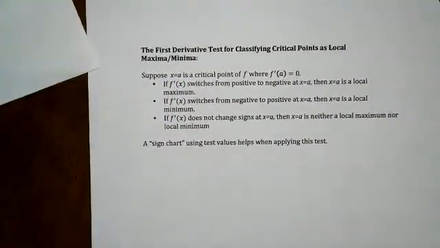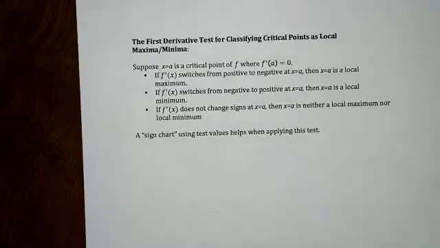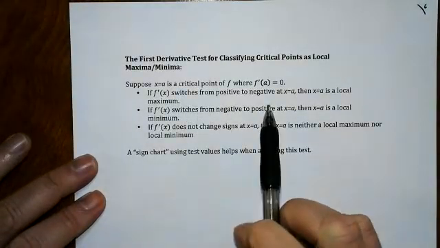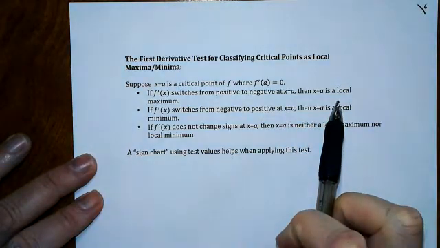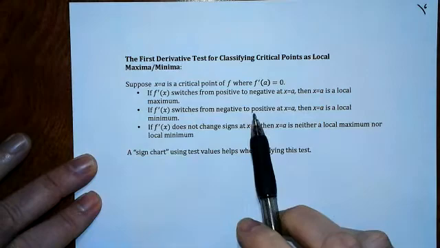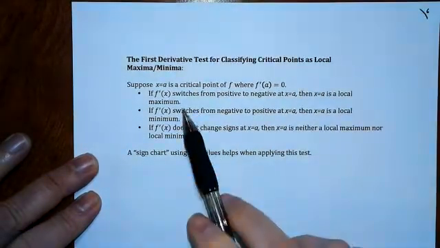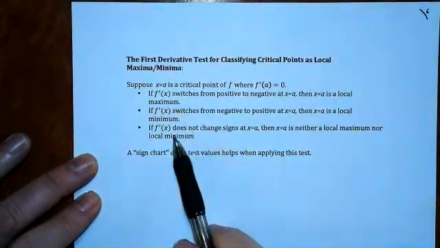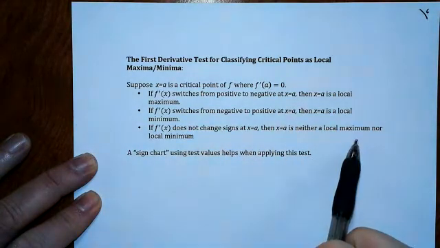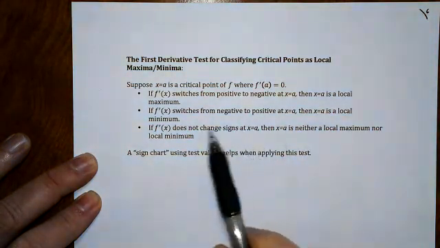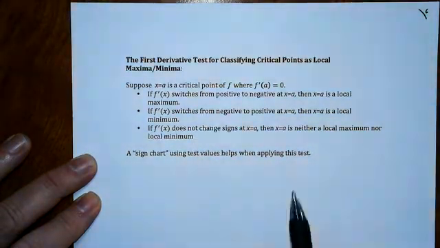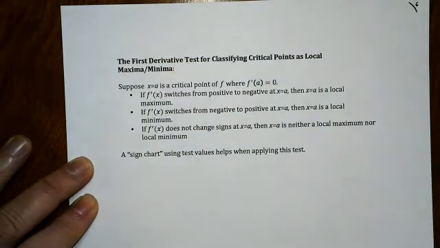Suppose that you have a critical point at x equals a where the derivative is 0. If the derivative switches from positive to negative, then the function has a local maximum there. If the derivative switches from negative to positive, the function has a local minimum there. If the derivative does not change signs, then the function has neither a local maximum nor a local minimum. And a sign chart using test values helps when applying this test.